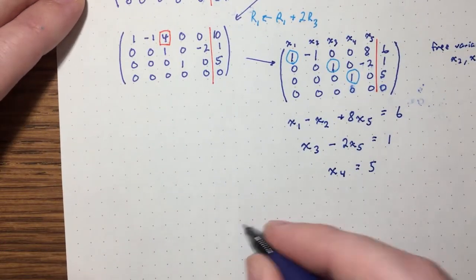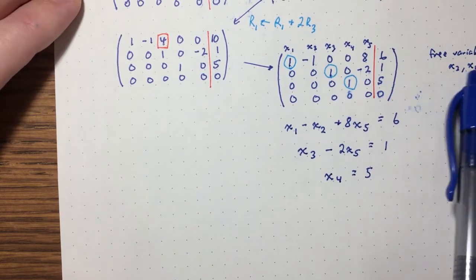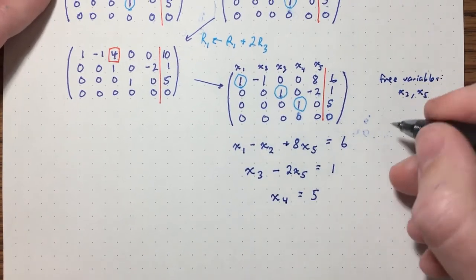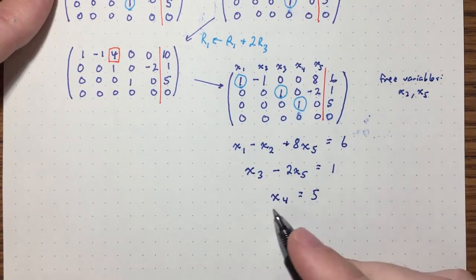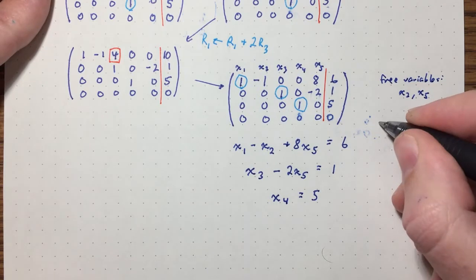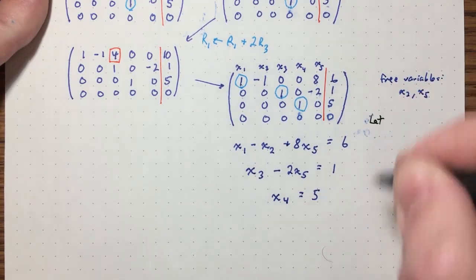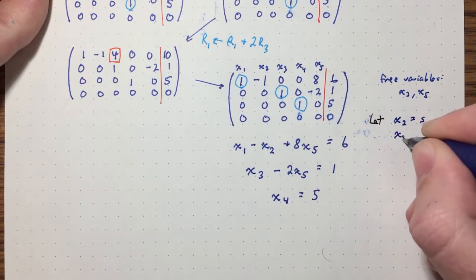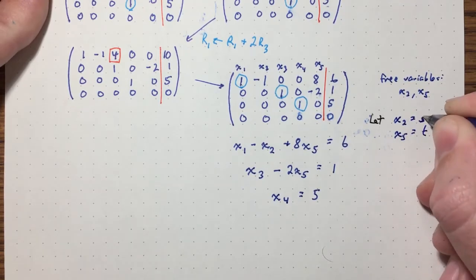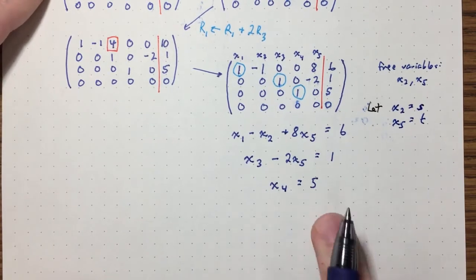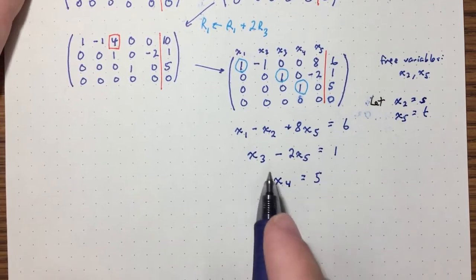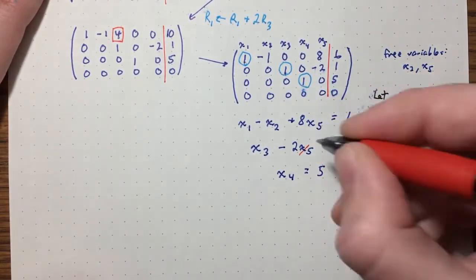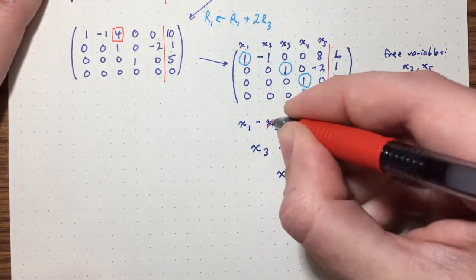These are the ones that I'm going to have to specify values for, or specify parameters for. X4 is 5. Let's let x2 equal s and x5 equal t, let's say. Okay. I have a free choice. I can choose any number that I want. Well then, x5 is t, x2 is s.